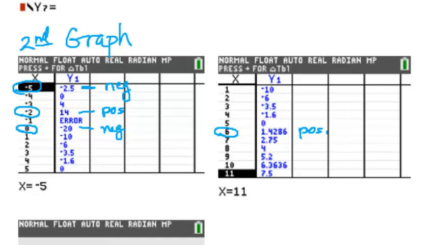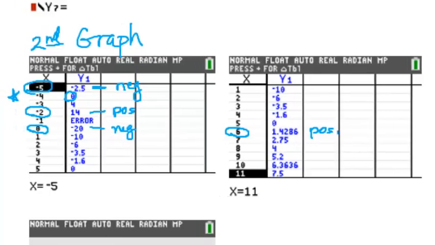It also confirms the zeros and the restrictions, right? Negative 4 is a 0 because it has a 0 value at y. Negative 1 is a restriction because there's an error message. And 5 is a 0. So we're looking at what happens around those numbers, around negative 4, negative 1, and 5.